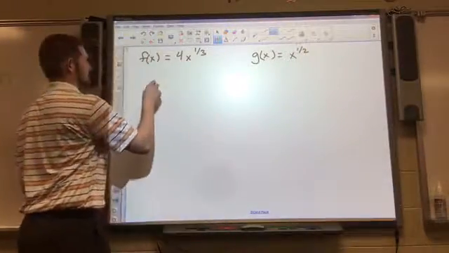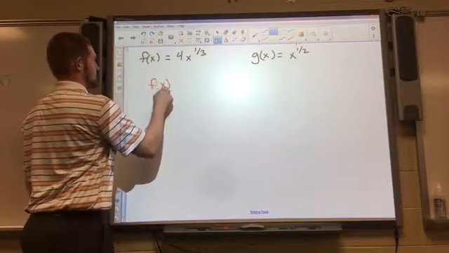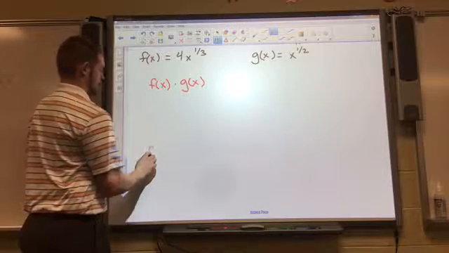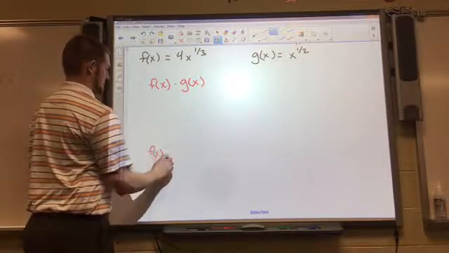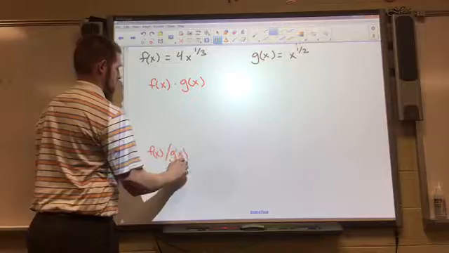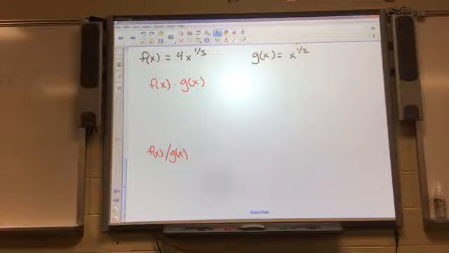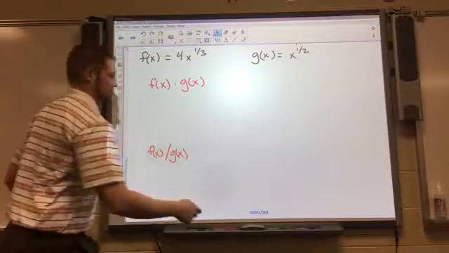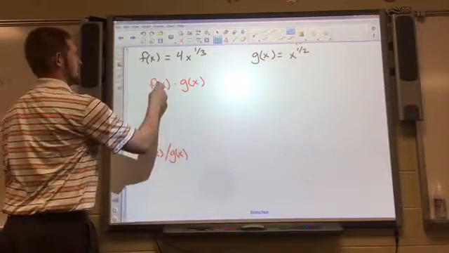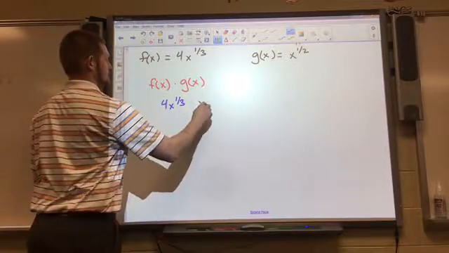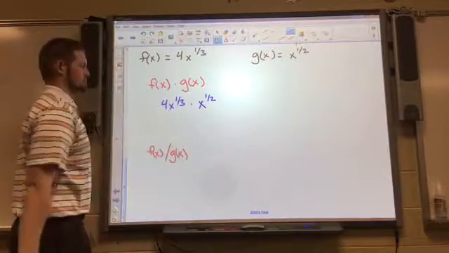We want to find first f of x times g of x, and then second, we're going to find f of x divided by g of x. Okay. So we should just be able to write this out, right? It should look very similar to what we've been doing. So f of x is 4x to the 1/3 times x to the 1/2.